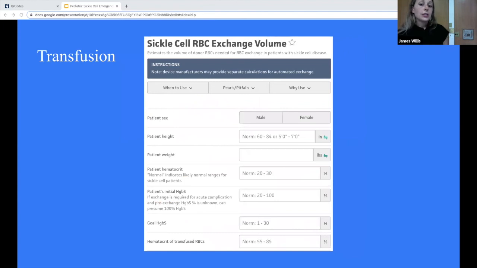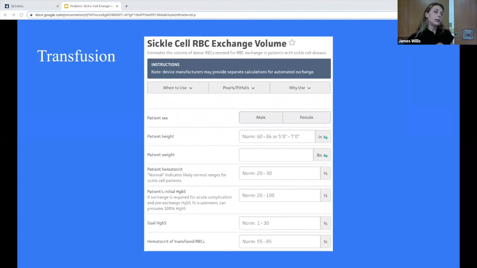And transfusion. There are 2 types of transfusion for sickle cell. One is just a simple transfusion like everybody gets, and the other is an exchange transfusion. Simple transfusion you can use if a patient is symptomatically anemic, but exchange transfusion is reserved for severe cases, for example, stroke, or patients who have acute chest and aren't improving or are rapidly deteriorating.